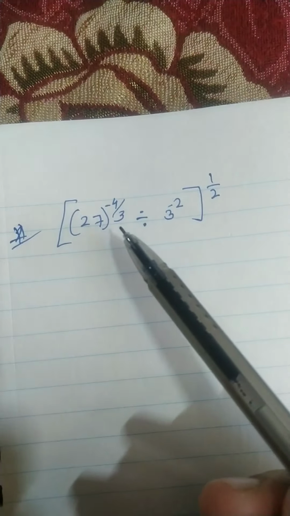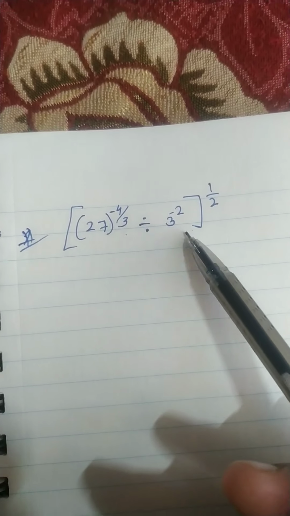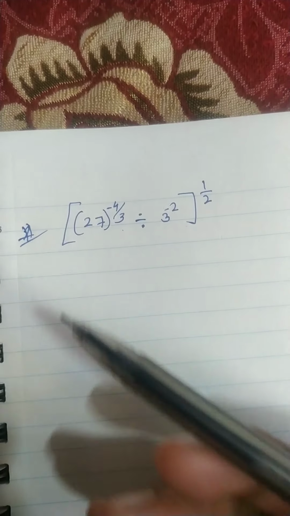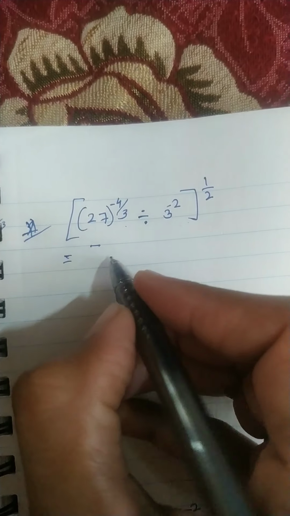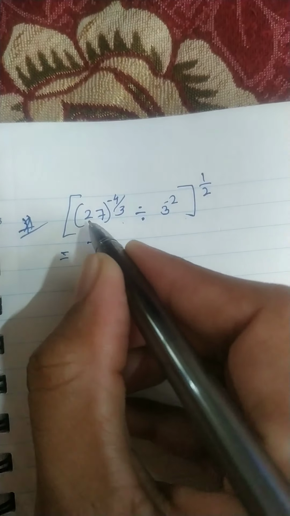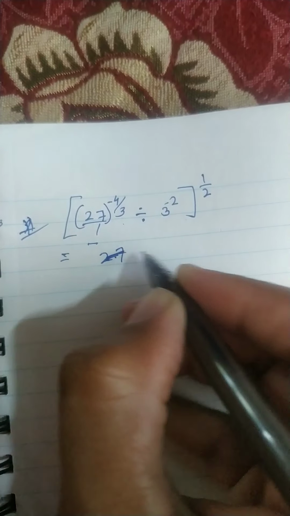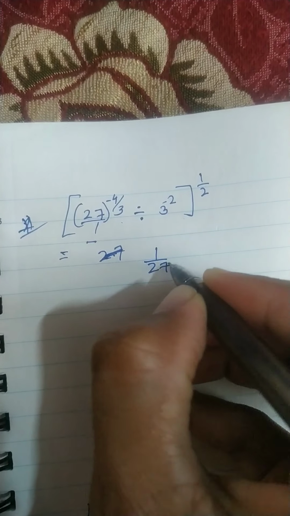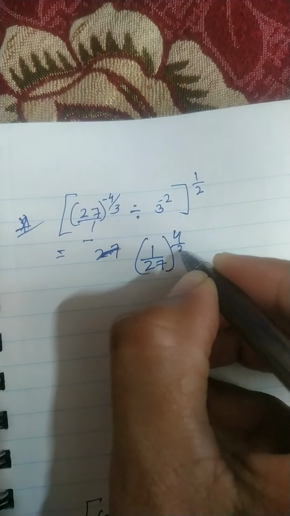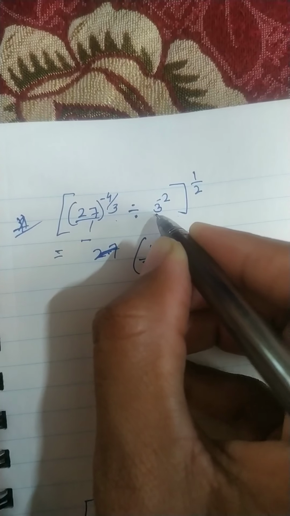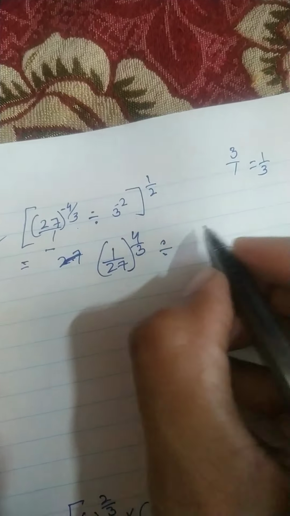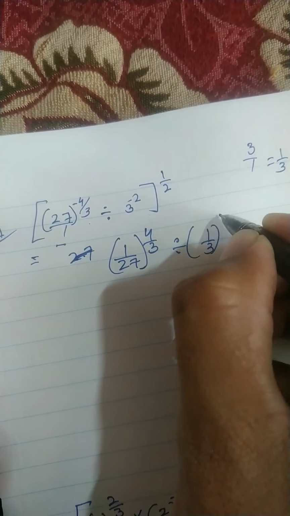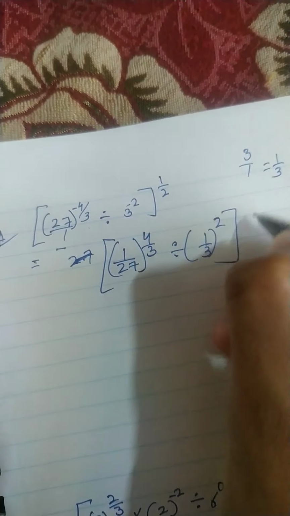Next question. Firstly, the power is negative. We will make the power positive. According to BODMAS, solve the bracket first. So in the bracket, firstly we will make the powers positive. 27 over 1, so the reciprocal will be 1 over 27 raised to power 4 over 3, divided by 3. Only 3 means 3 over 1. So the reciprocal will be 1 over 3 raised to power 2. And the outside power is 1 over 2.